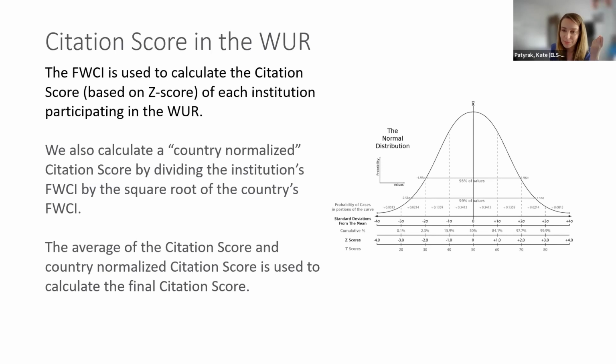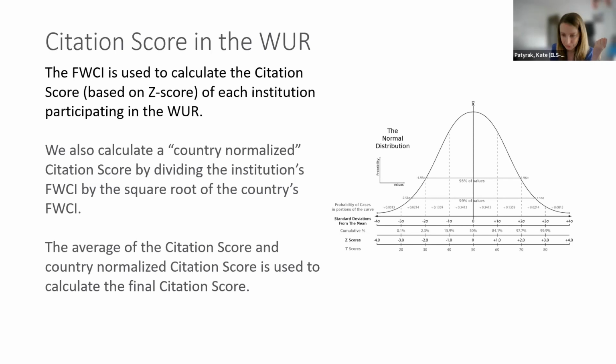And based on this FWCI, which is used to calculate the citation score, the Z-score of each institution participating in the World University Ranking is calculated. This score is the number of standard deviations from the mean of FWCI. What I think is also important is that we also calculate a country-normalized citation score by dividing the institution's FWCI by the square root of the country FWCI.